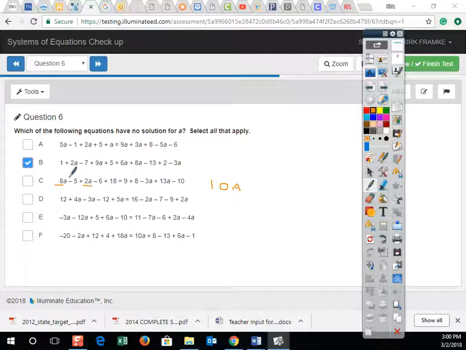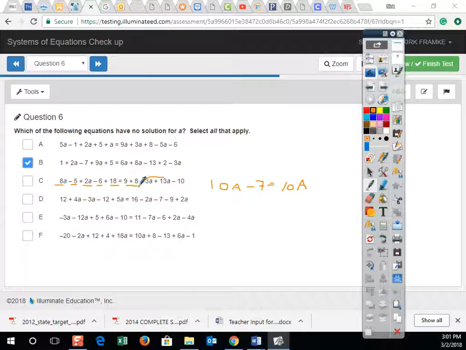So here we have 8a plus 2a is 10a. We have -5 minus 6 plus 18, so -5 plus -6 is -11. -11 plus 18 is going to be -7. So then over here we have -3 plus 13a, so that is 10a. So they have the same slope, they have the same y-intercept, then they overlap. So that would be infinite solutions.